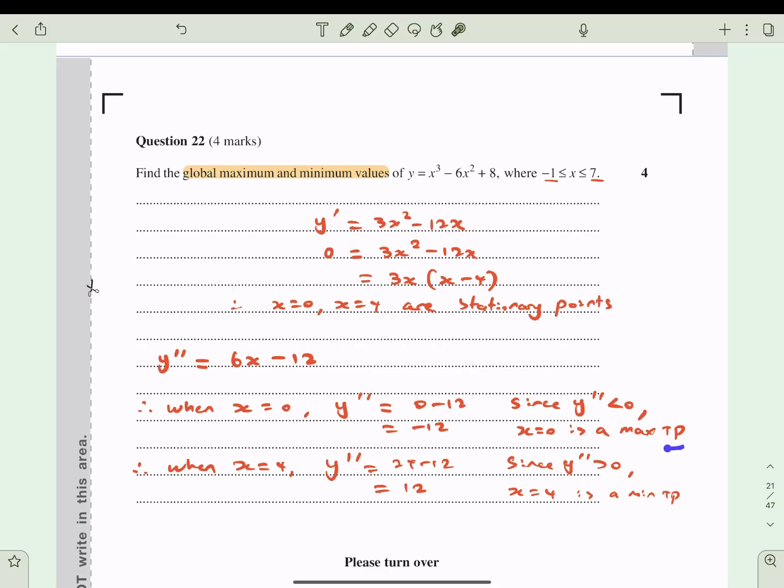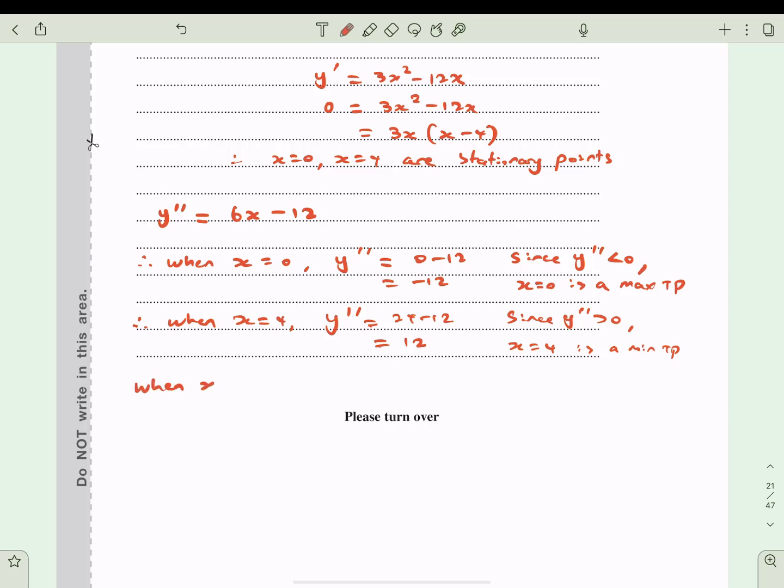Okay? So now we need to double check, because we are not allowed to just say that these are my maximum and minimum, because these are just turning points. It does not guarantee that this is a global max or a global min. So remember, global means the biggest out of this entire interval. So therefore, there's actually two more points we need to check. The two other points are my endpoint values. We must check those as well. So my endpoint values are x equals -1 and x equals 7. So we need to check the y coordinate of those two endpoint values as well. So let's do that first.